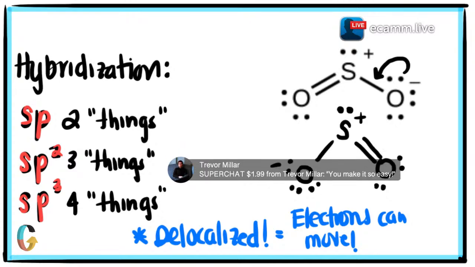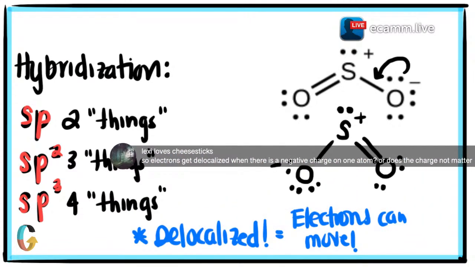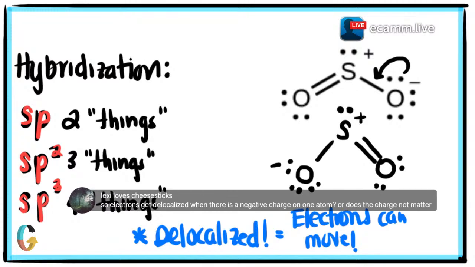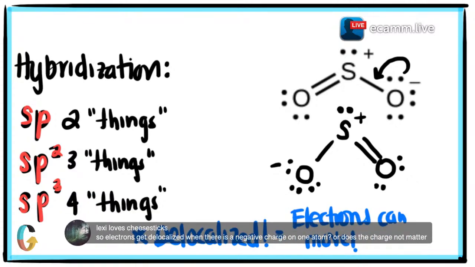Okay. Let's see. So Lexi says, so electrons get delocalized when there's a negative charge on one atom, or does the charge not matter? This is a great question. Chances are, if you do see a negative charge with a double bond next door, then it probably will be delocalized. But let me give you another example, if I can. Like, I don't understand why the electrons need to move.